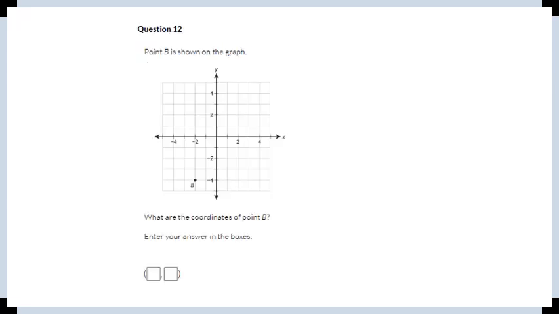Okay, what are the coordinates of point B? Well, remember you always go left and right first. So I have to go left, -2, so that's my x coordinate. And then my y coordinate, this one will be negative because it's going down. So -1, -2, -3, -4.